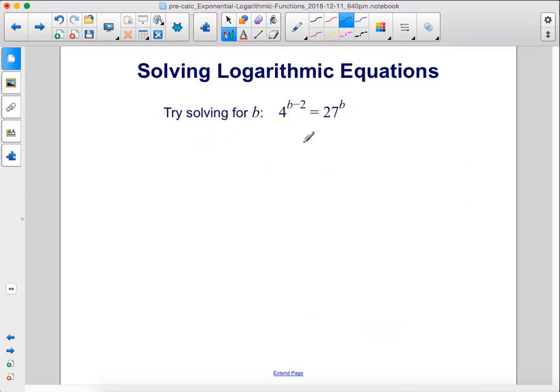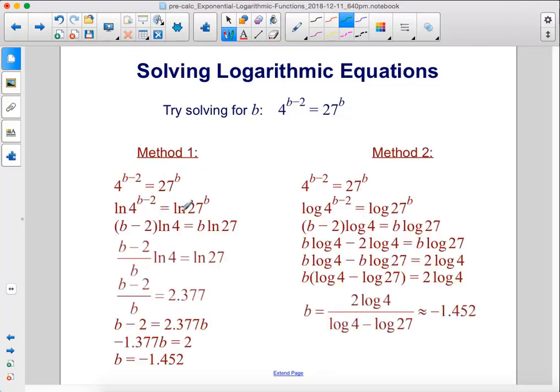Try solving for b. 4 to the b minus 2 power equals 27 to the b power. Method 1. We take the natural log of both sides. We bring the exponents down to become coefficients. We divide both sides by b. Then we divide both sides by the natural log of 4. So on this side, we're going to have the natural log of 27 divided by the natural log of 4, which is 2.377. Then we multiply both sides by b. And then we solve algebraically, and we get b equals negative 1.452.